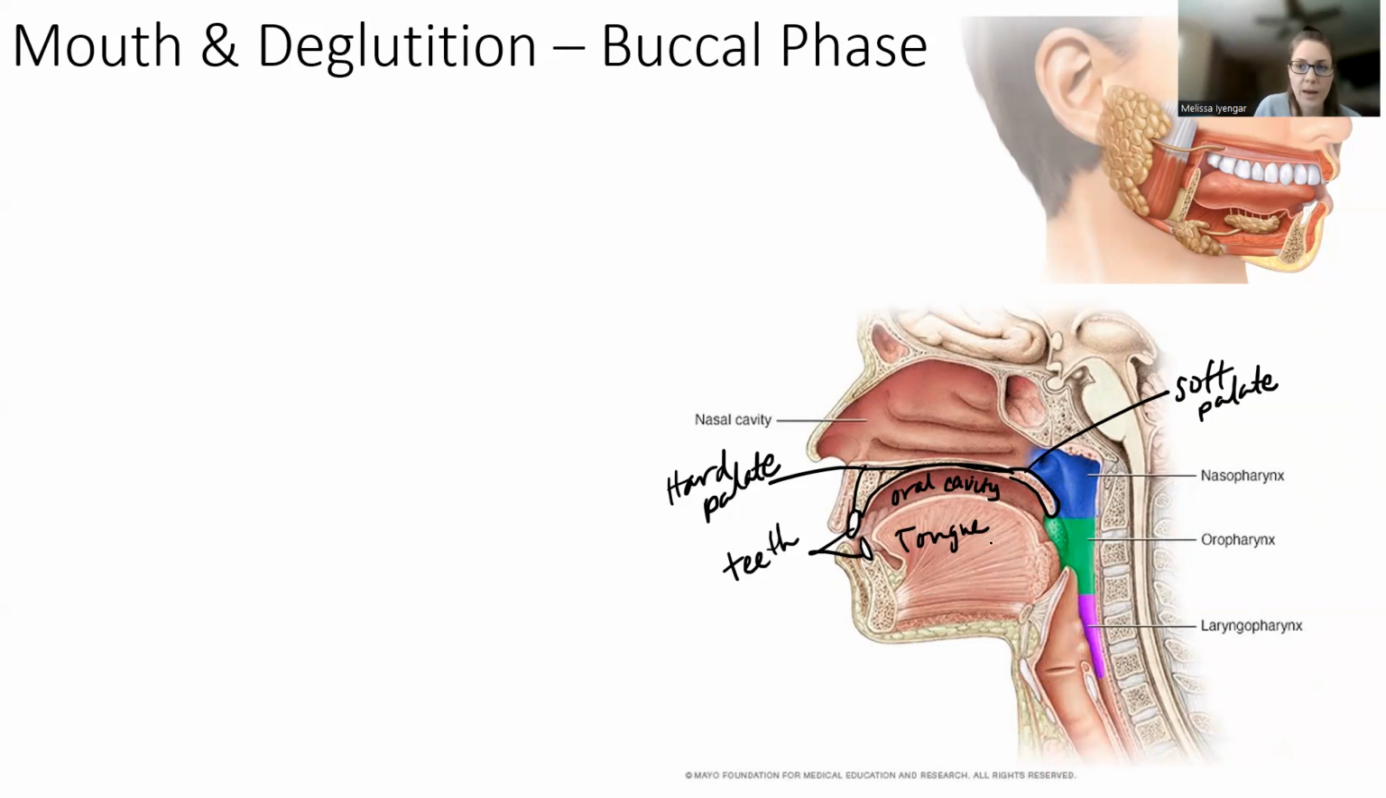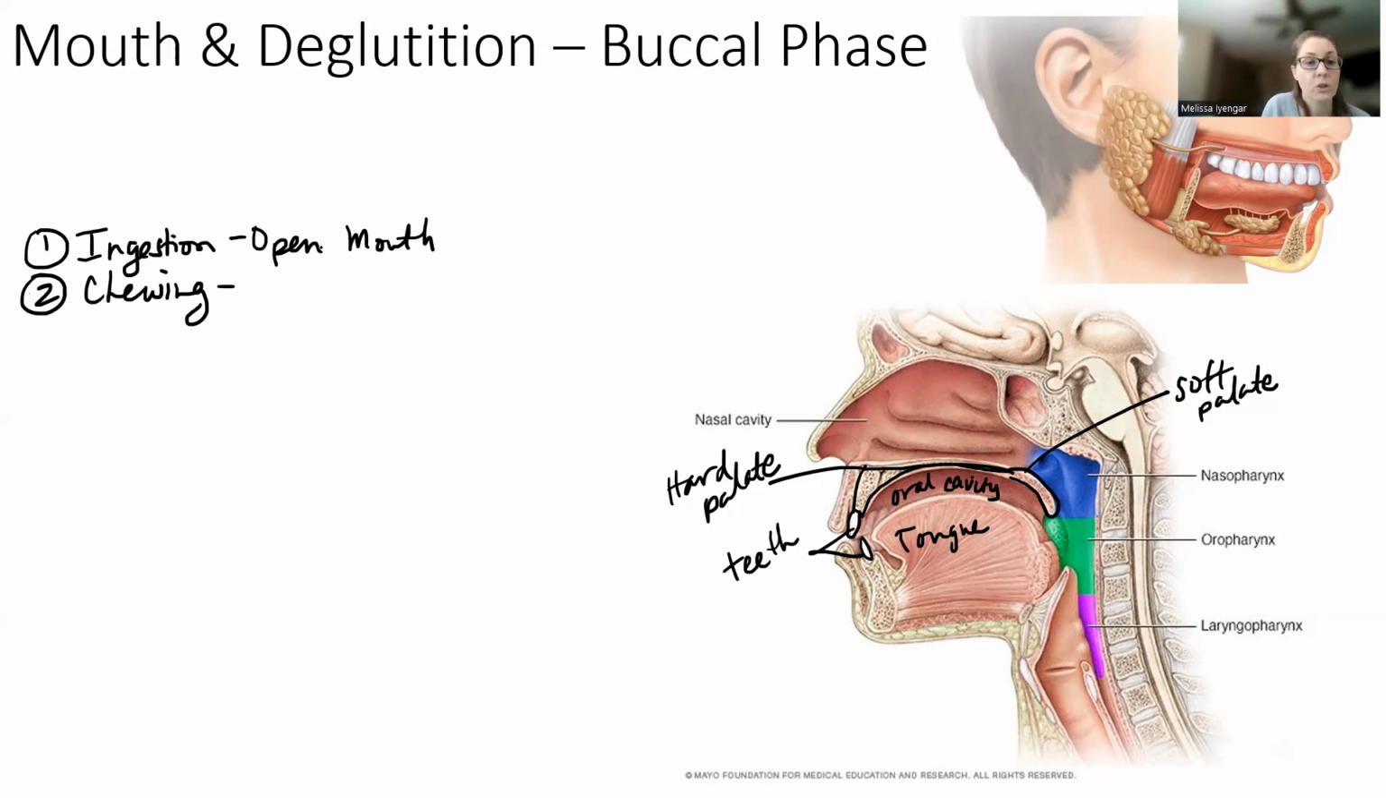All these muscles in the mouth that help us move our tongue are going to be essential for the very first couple of things. Number one, you have ingestion. That means you have to open your mouth. So you want to think about what muscles help you with opening your mouth and then closing your mouth, because after ingestion, you have to start chewing, which is actually part of the buccal phase. You have to open and close your mouth and use your teeth to grind food.